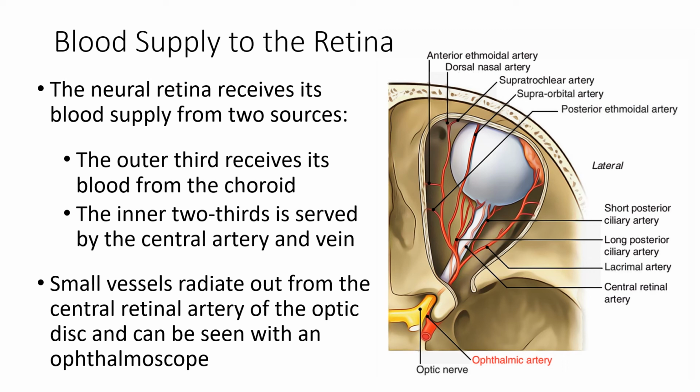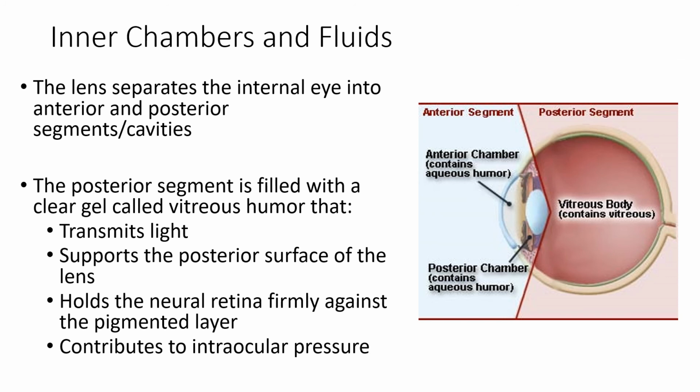But we also have blood vessels that radiate off and surround the eye and supply the lacrimal gland, supply the muscles that move the eye, and some of them actually punch through the sclera and supply the choroid with additional blood. The chambers of the eye and the way they're named can be a little bit confusing.